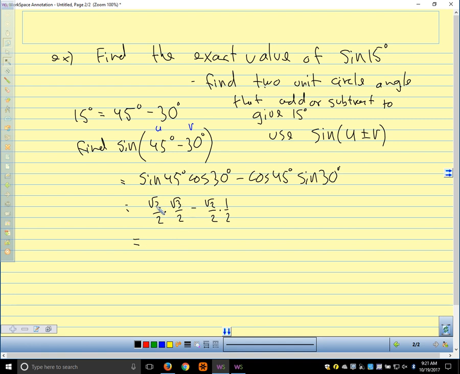We can multiply inside the square root. So we get square root of 6 over 4 minus square root of 2 over 4. And we cannot add or subtract inside the square root. So this is just going to be square root of 6 minus square root of 2, over 4. And that would be the exact value of the sine of 15 degrees.